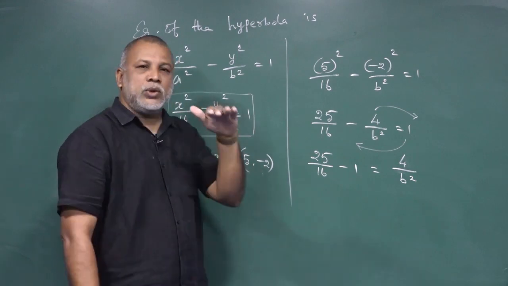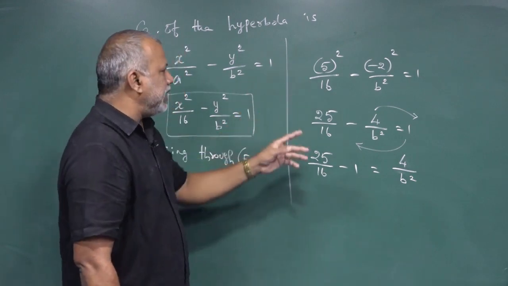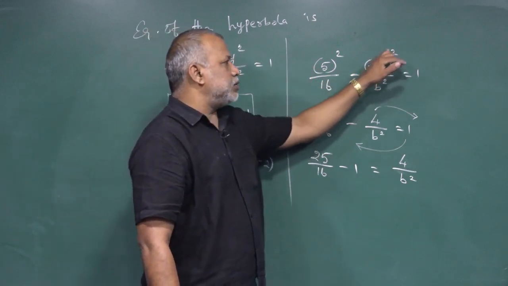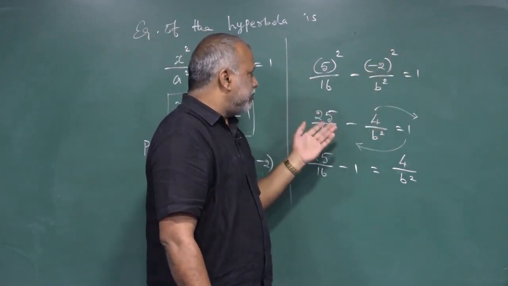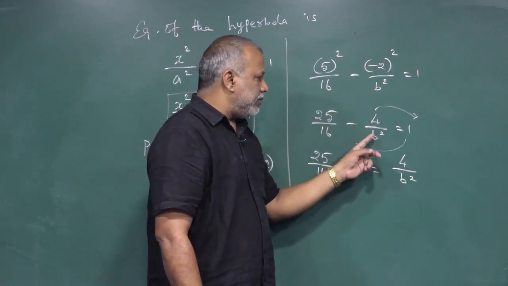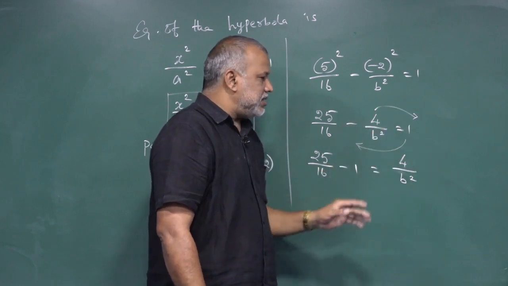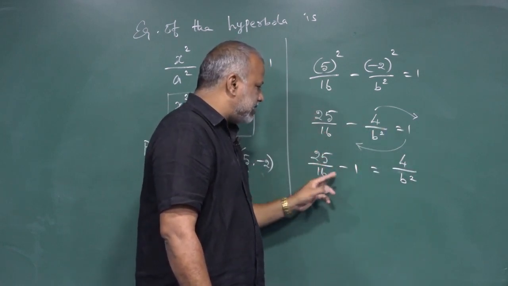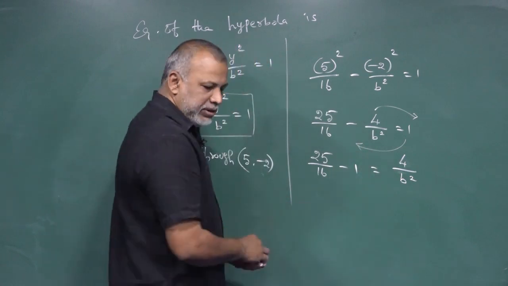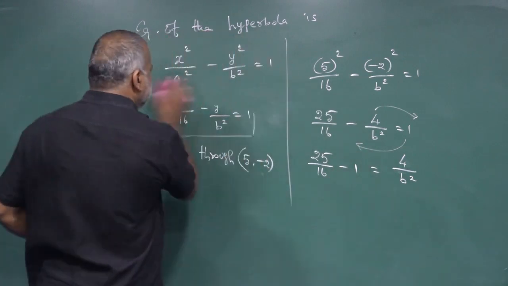For an equation passing through a particular point, we can substitute here 5 squared divided by 16 minus 2 squared divided by b squared equal to 1. Simplify this equation: 5 squared becomes 25 by 16, 2 squared becomes 4 divided by b squared equal to 1. Interchange the two values, so 25 by 16 minus 1 equal to 4 divided by b squared. Now simplify this equation.